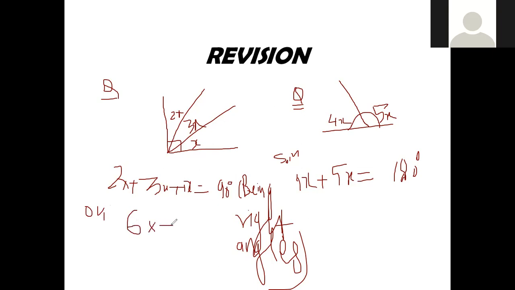What will be the value of x? The value of x is 15. x equals what will be here? 90 degrees divided by 6. Then when you divide by 6, what will be the value of x? x equals 15 degrees. Okay, children, it will be 15 degrees.